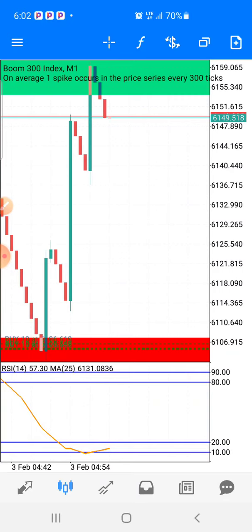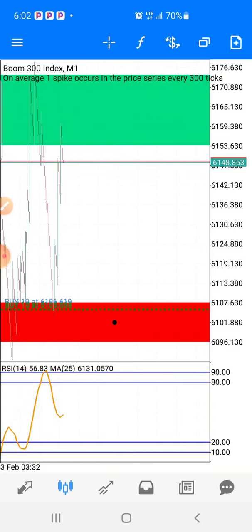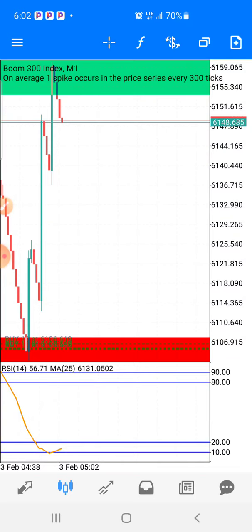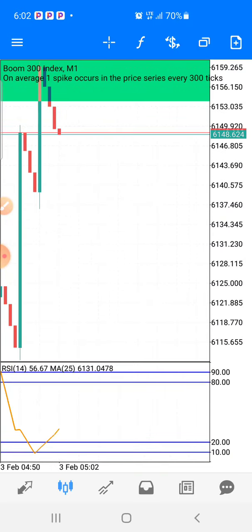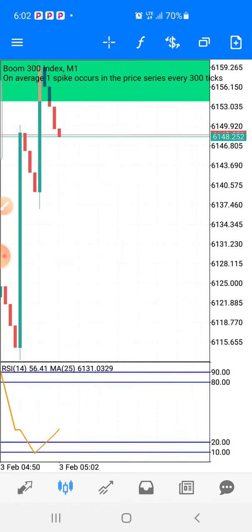Now, here is the third zoom level. I think I zoomed out completely. Then we have first zoom level, then second zoom level, third zoom level. Now the indicator here is very simple. We have our RSI here. We set our levels 90 and 80, 20 and 10.